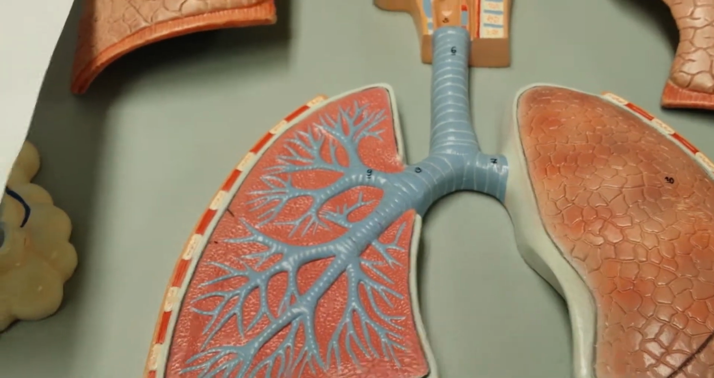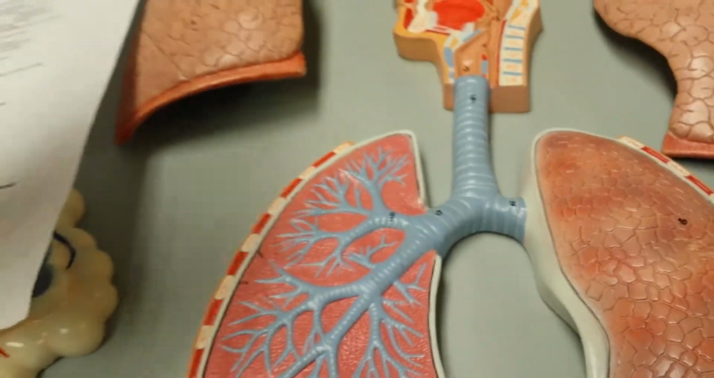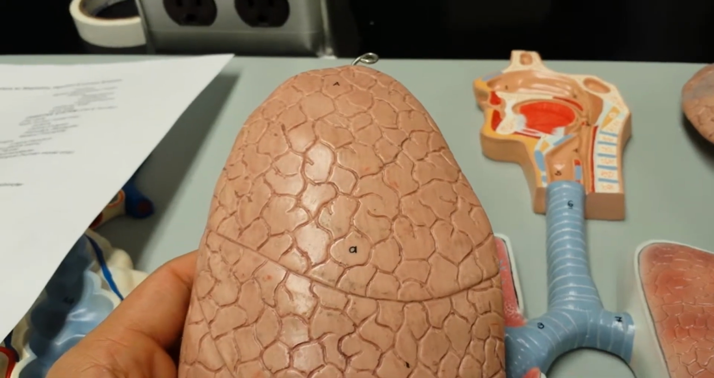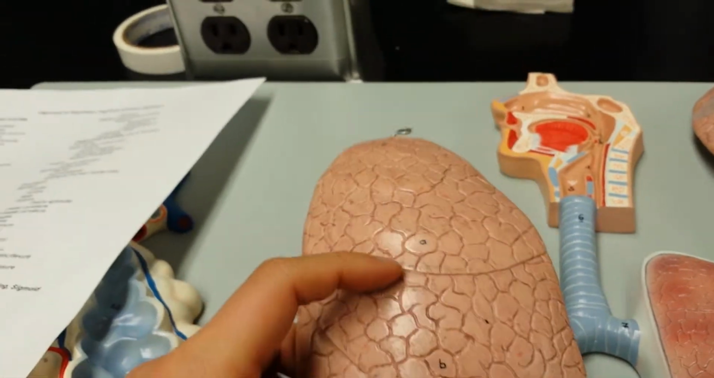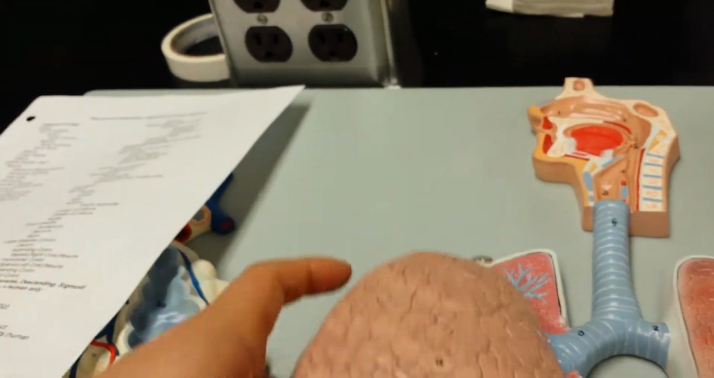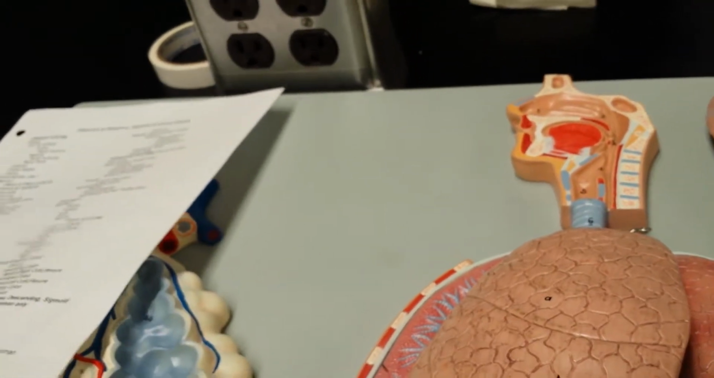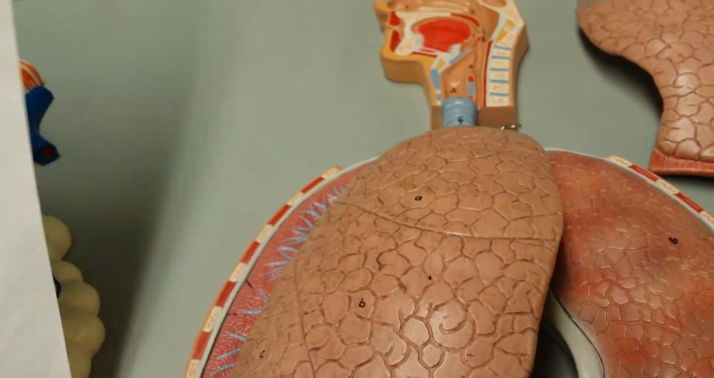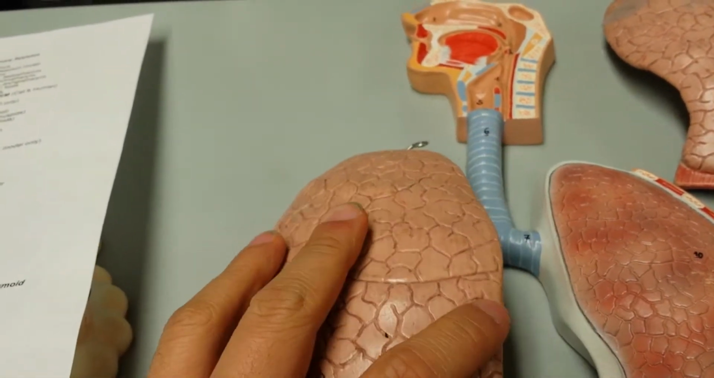The transverse fissure is basically the horizontal fissure. They only exist on the right side. The transverse only on the right side, and they go across. You can see why it's named horizontal, because it goes horizontal, and it separates the superior lobe and the middle lobe. And the oblique fissure exists on both, on the left and on the right.